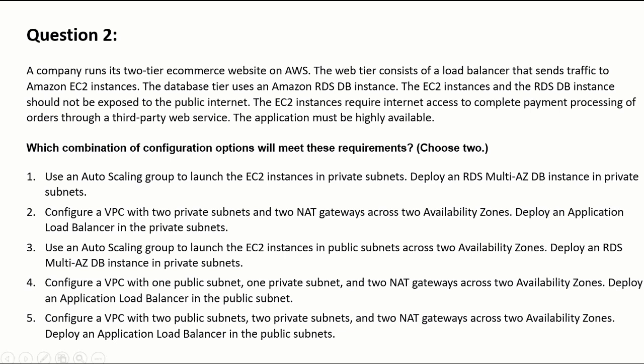Number three, use an auto-scaling group to launch the EC2 instances in the public subnet across two availability zones, deploy an RDS multi-AZ DB instance in private subnets. Number four, configure a VPC with one public subnet, one private subnet, and two NAT gateways across two availability zones, and deploy an application load balancer in the public subnet. And number five, configure a VPC with two public subnets, two private subnets, and two NAT gateways across two availability zones, and deploy an application load balancer in the public subnet.